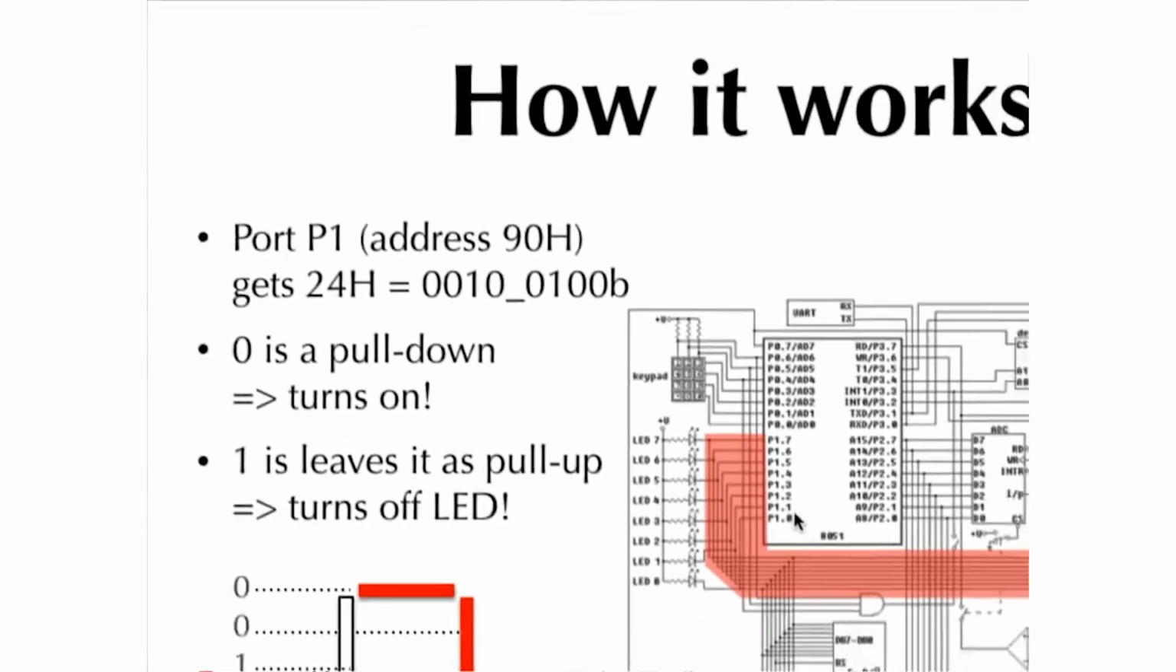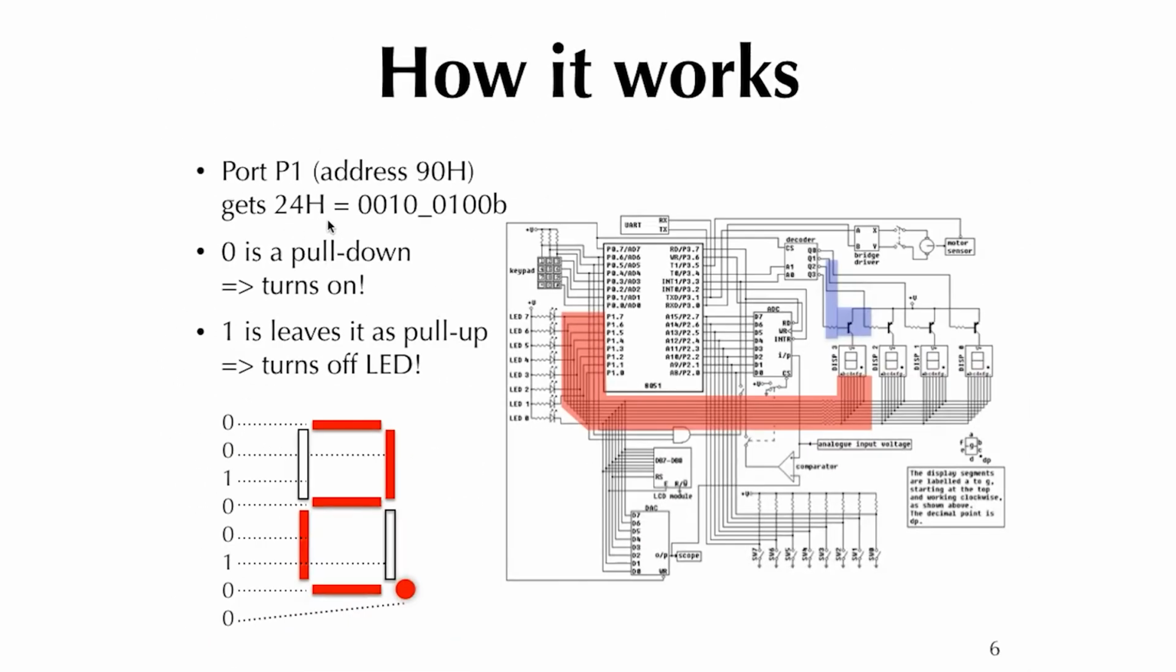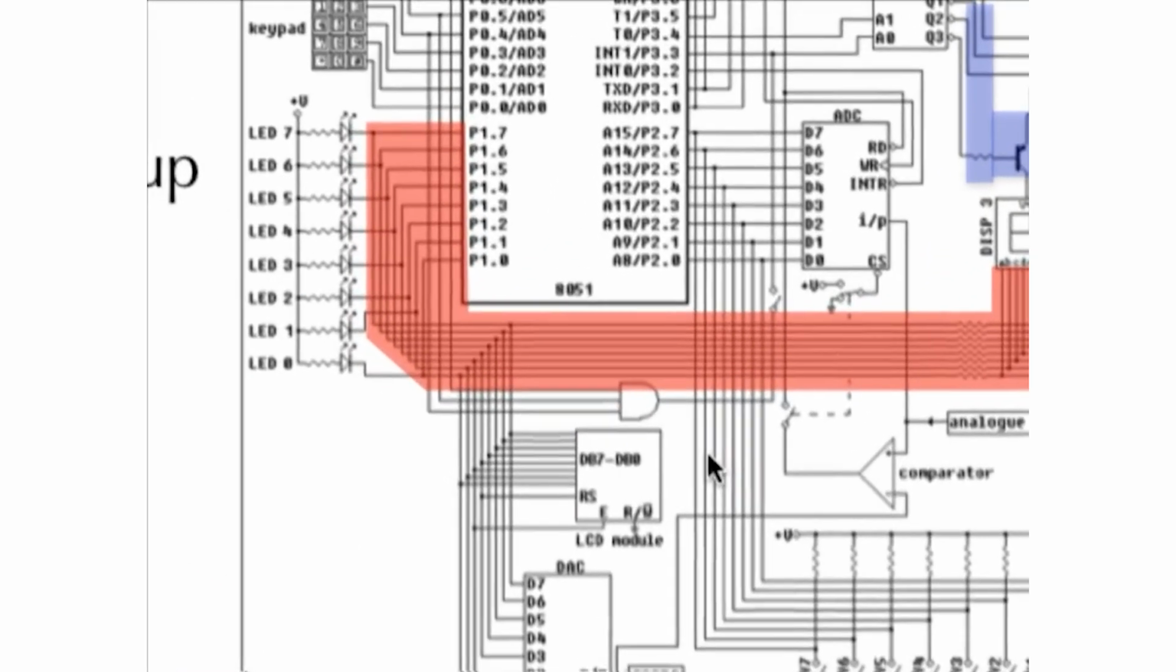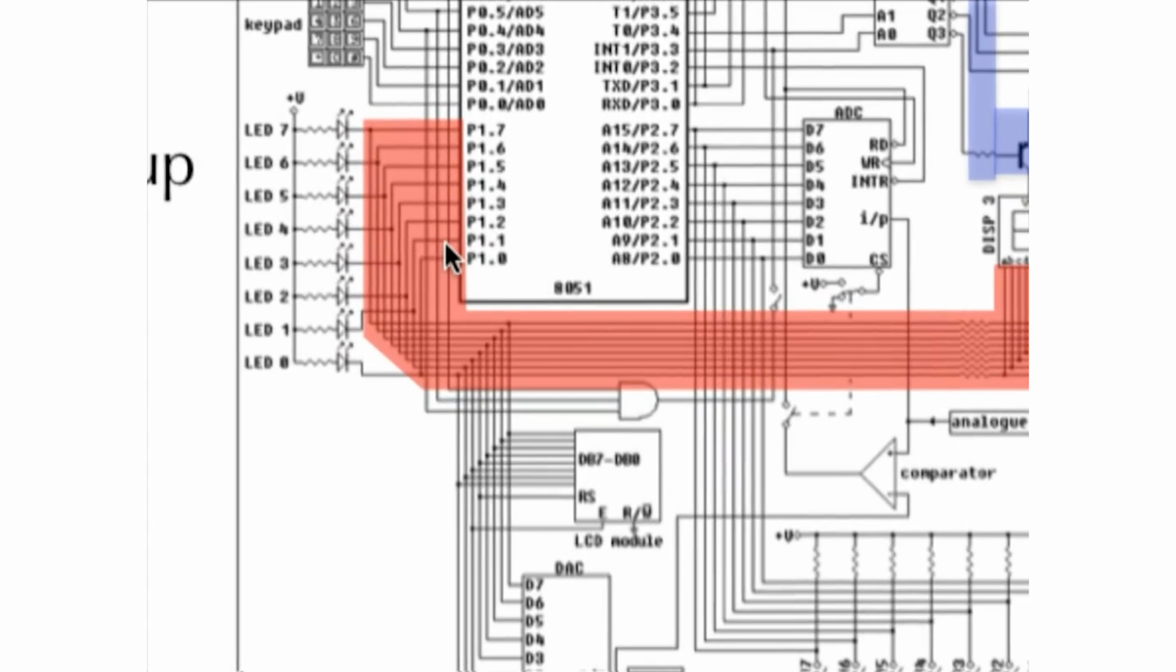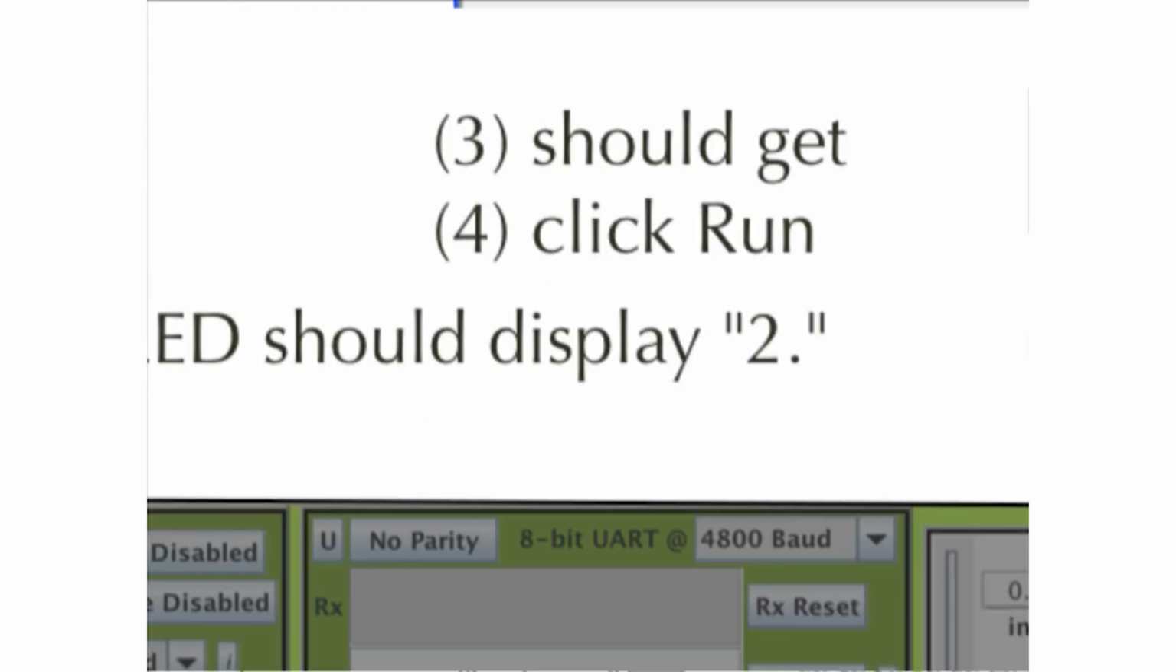So what bits do we put in? 24 hex. What's 24 hex in binary? Oh, you gotta know. 2 is 0010, right? And then 4, 0100. Not that hard. Okay, so what does that do? So that puts the value 0010 for the 2.